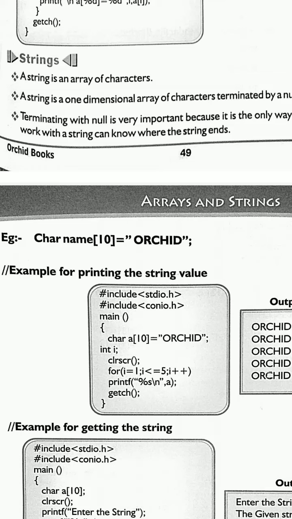So here you can see that they have given 10 as the value, but they have stored only 6 letters here. ORCHID contains only 6 letters. So what will happen to the other 4 memory locations? The computer will leave them as empty, and the empty memory locations will be stored in the continuous one.